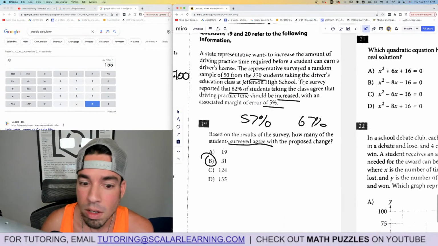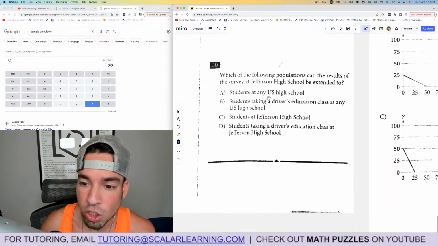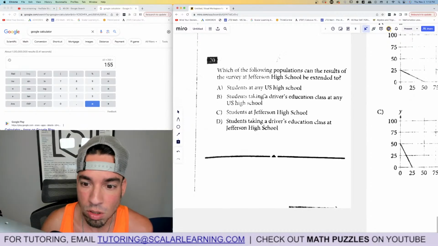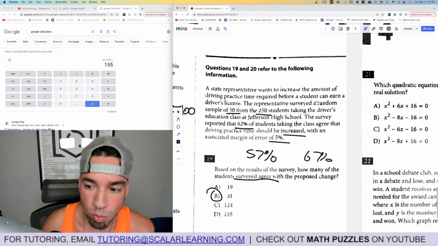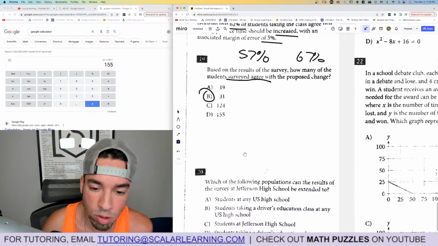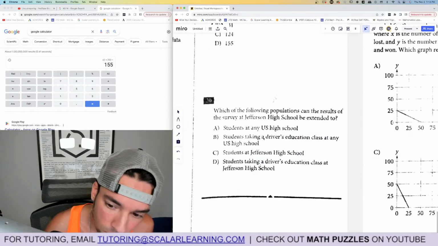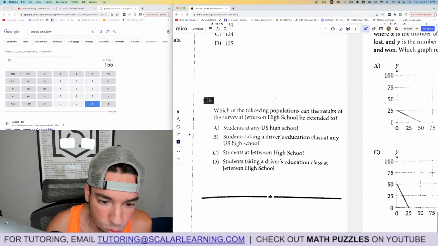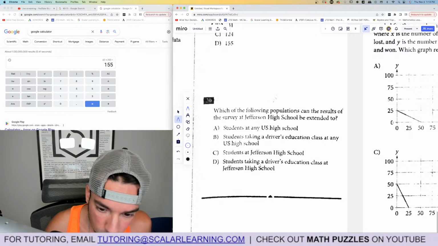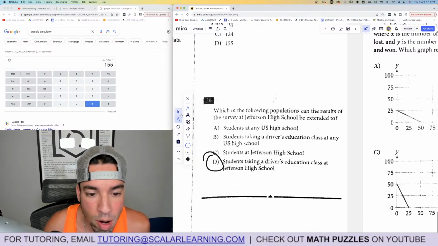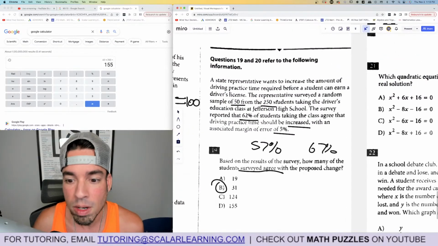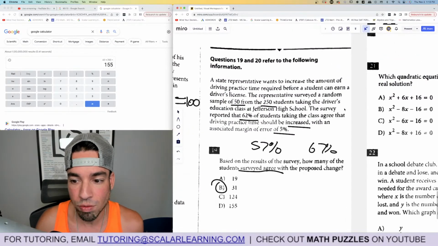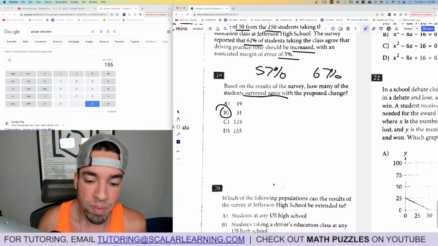Boom, done. Okay, 20. Which of the following populations can the results of the survey at Jefferson High School be extended to? Well, the random sample was taken from 250 students taking the driver's education class. So it's the kids in the driver's education class, not at any high school. You have to look at where the random sample is coming from. It's 50 coming from the pool of only 250 students taking the driver's ed class at Jefferson High School.